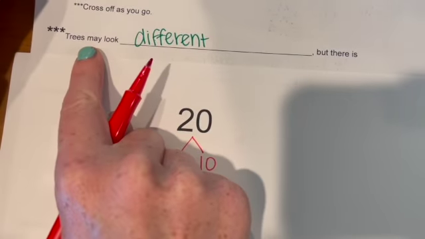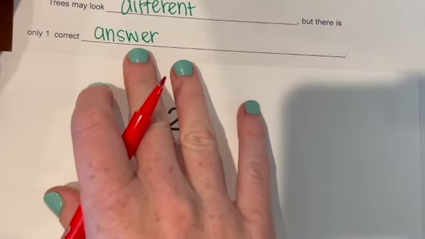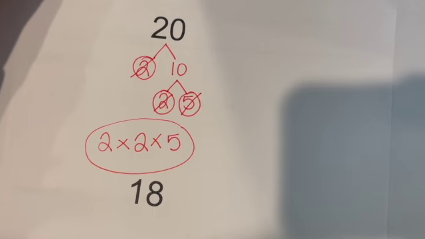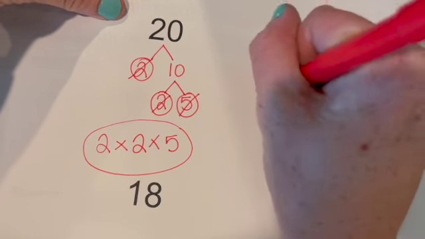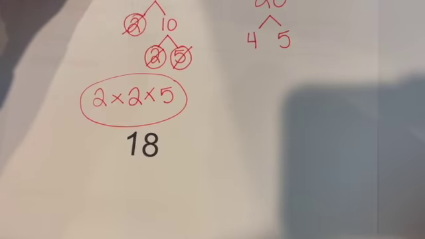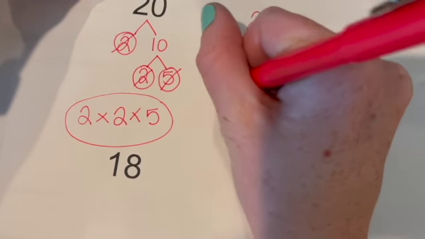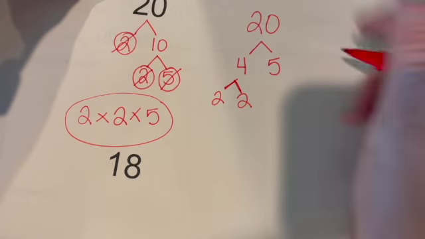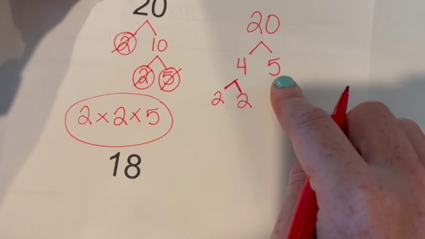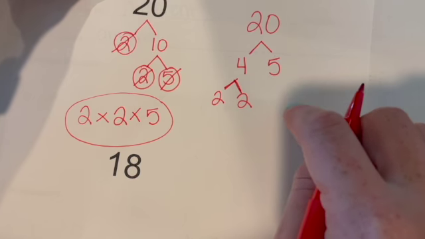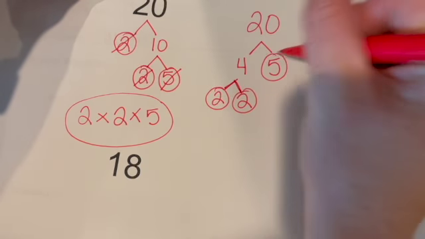Oh, I came across this next step. It says trees may look different, but there's still only one correct answer. So I'm going to show you another way I could have made a factor tree for 20. I could have split it up. 4 times 5 equals 20. And then I could have broken down that 4, 2 times 2. And then if I broke down the 5, again, it would just be 5 times 1 or 1 times 5. But there's no 1s allowed in my factor tree. So I'm done. I have my apples, so I'm going to circle my apples.